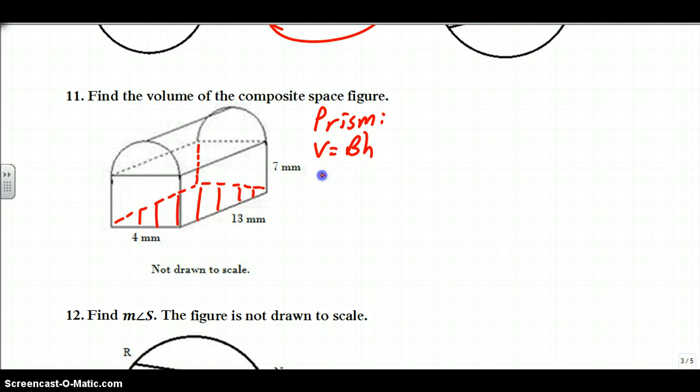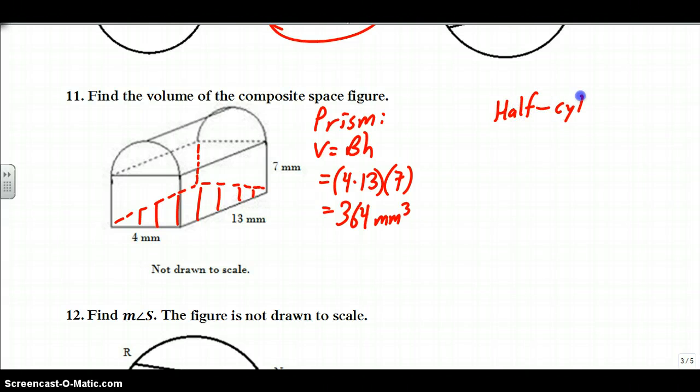4 times 13 is the area of that base, times what's the height of the prism? Well, that's 7. Okay. So let's see, 4 times 13 times 7 ends up being 364 cubic millimeters. That's the volume of the prism. Now I have to do the half cylinder.